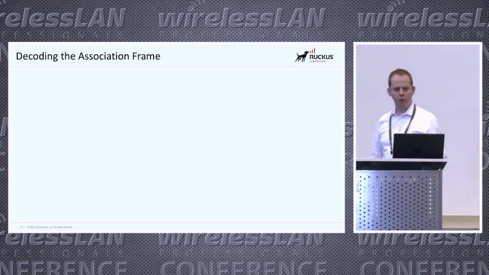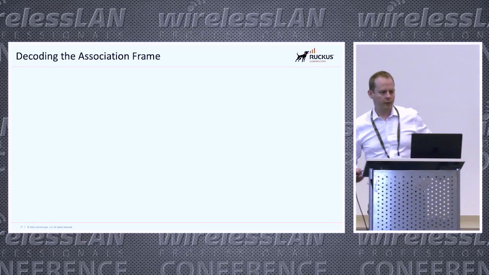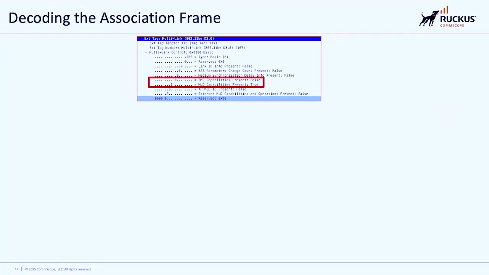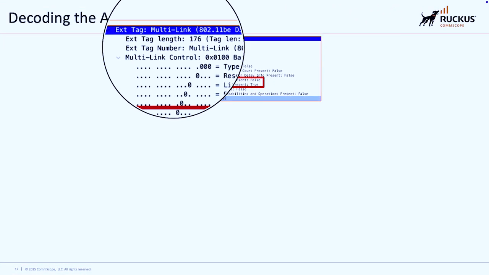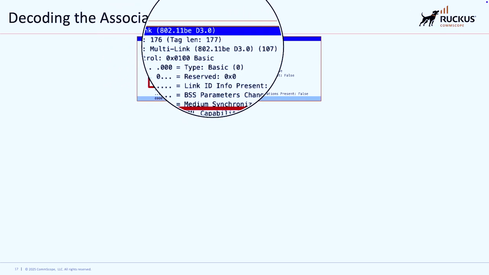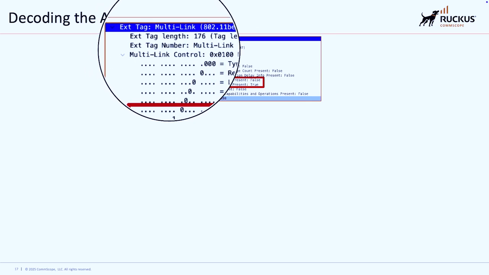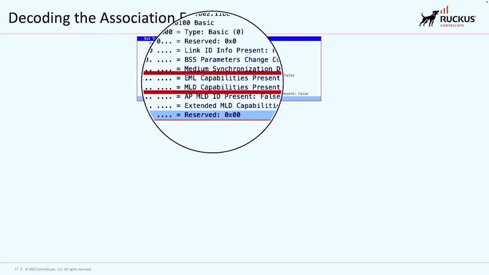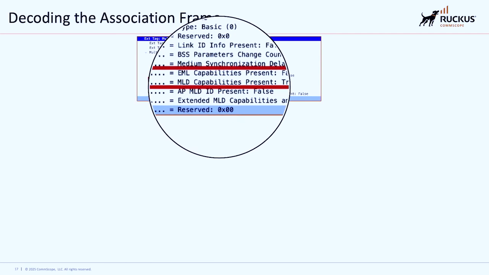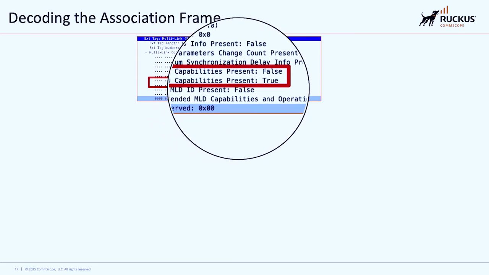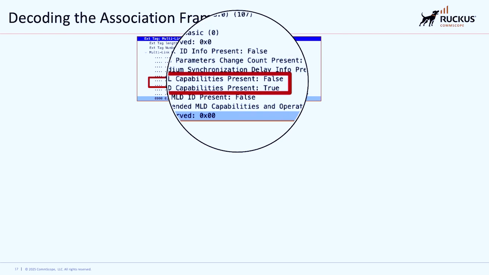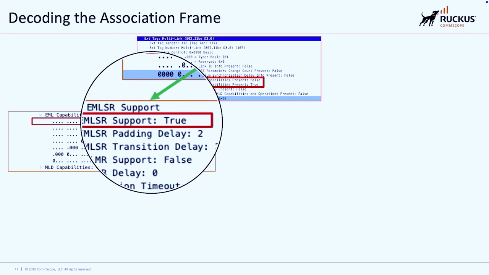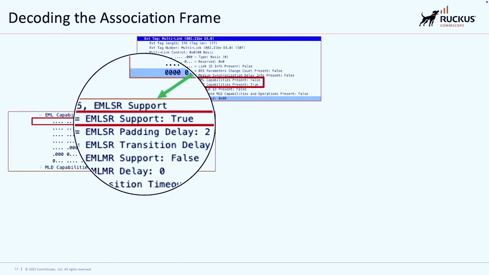Now that you know how to set up the context to get the information, you need to look at what to examine in the association packet. The association frame, actually. You are going to look for the information element named multilink, and in it, for those specific bits: EML capabilities and MLD capabilities. If the EML capabilities is set to true, you get a subsection where you can see whether or not the device supports EML-SR.